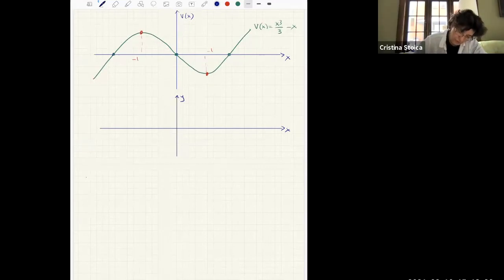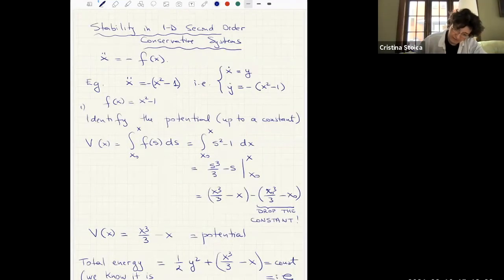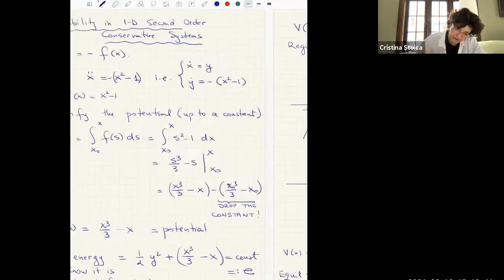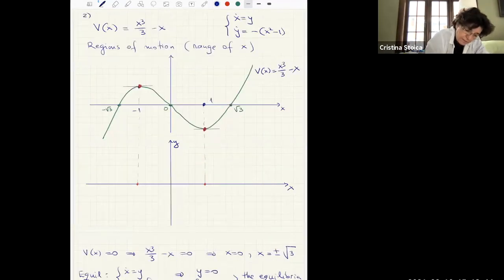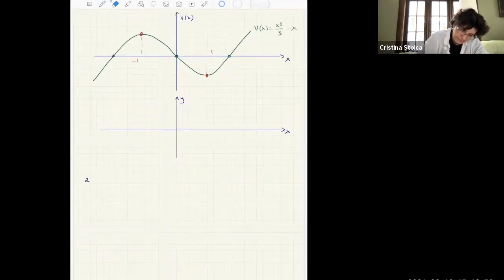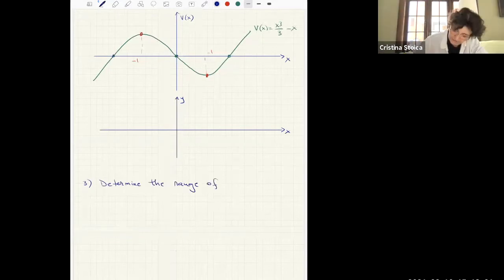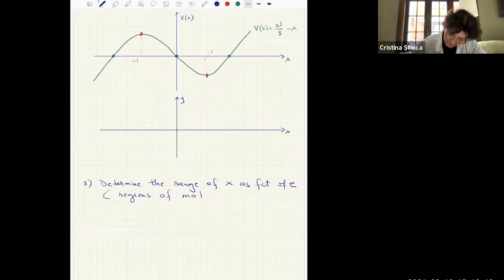So 2, right, because I said 1 here: identify the potential up to a constant and maybe the equilibria, but anyhow. So 2, plot V of x. 3, determine the range of x as a function of E, okay? Or what I called regions of motion. And that's what we're going to do now.